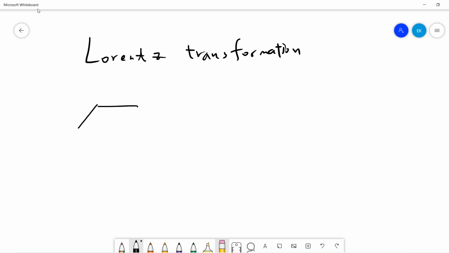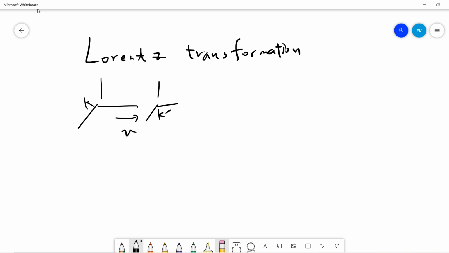Okay, so welcome guys. In this video, I just want to talk about a proof of the Lorentz transformation. If you can understand special relativity, even if you don't like physics, you can just remember the idea of the Lorentz transformation. The idea is that you have, let's say, K and K prime, and there's a relative speed v between them.